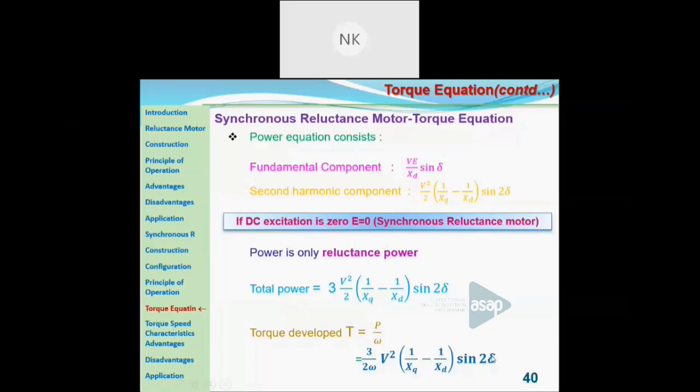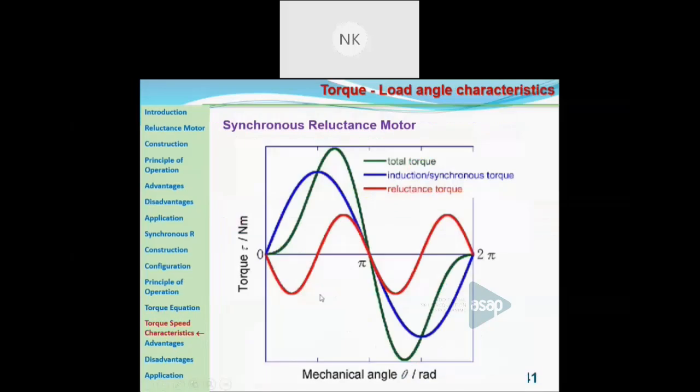So why are we calling this delta equal to 45 degrees? You will get the maximum torque. If you are providing 45 degrees, sin 90 will be there, and sin 90 is 1. That's why we always say that the maximum load will be possible at delta equal to 45 degrees. And the torque will be equal to the total power divided by omega. And this is a synchronous reluctance motor.